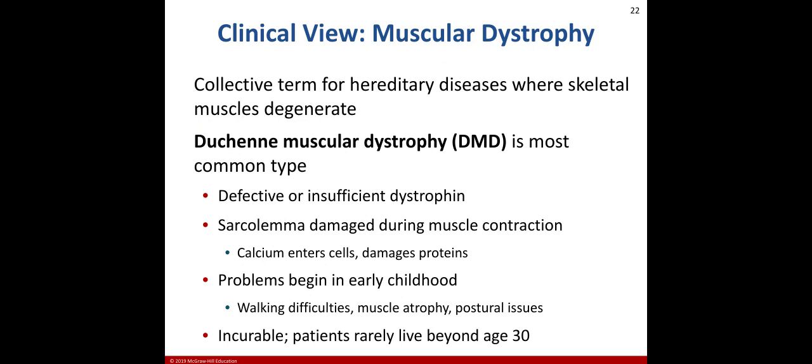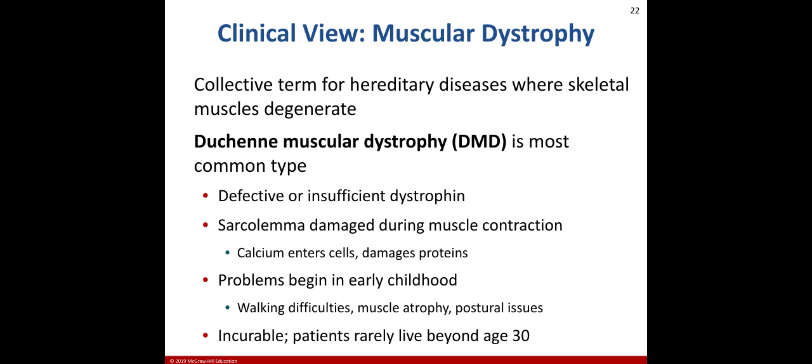So muscular dystrophy is just this collective term for hereditary diseases where the skeletal muscles degenerate. Specifically, Duchenne's muscular dystrophy is the most common. This is when we have defective or insufficient dystrophin.